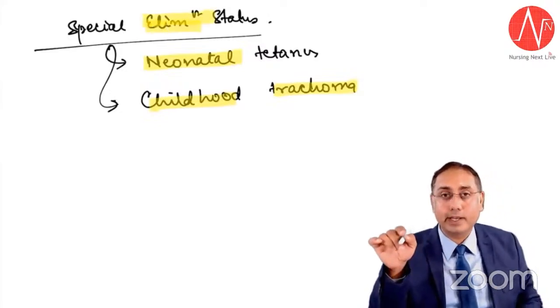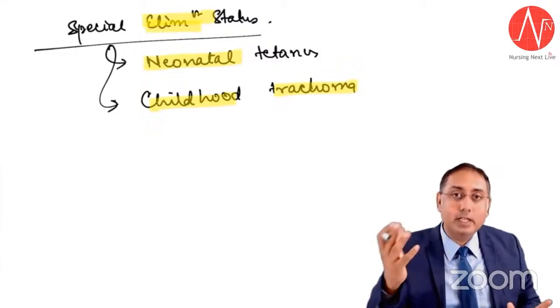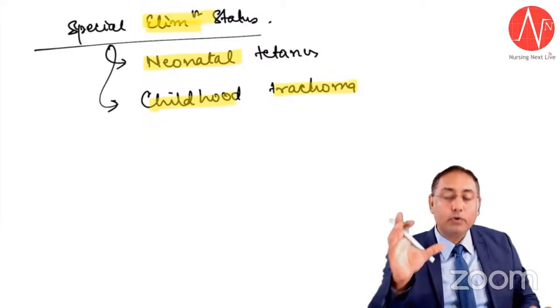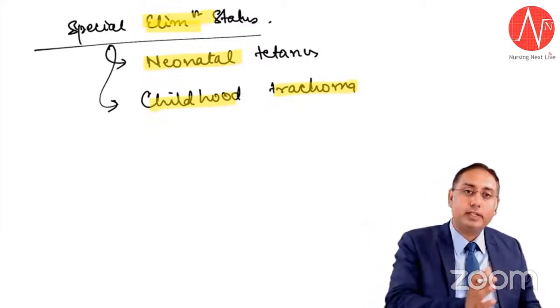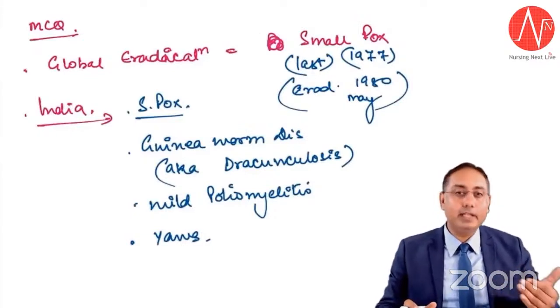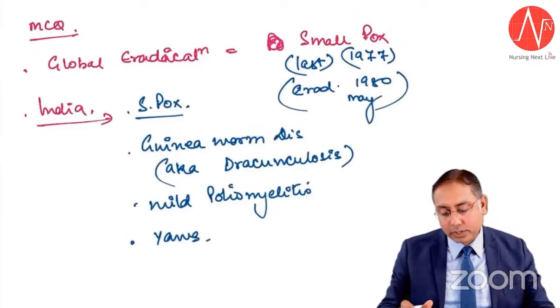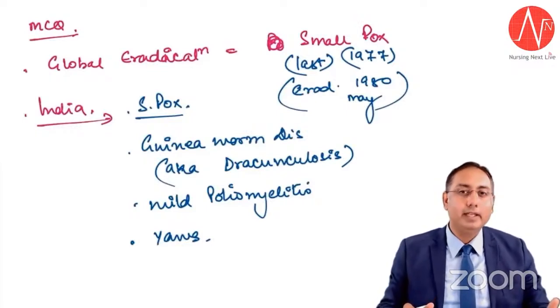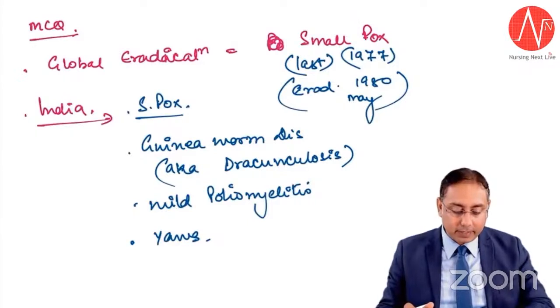It's not about eradication, because the tetanus bacilli, Clostridium tetani, is still there, and childhood trachoma is still there. Trachoma is still there, right? But in the children, there is elimination status. And the diseases which have been eradicated in India are smallpox, guinea worm disease, wild poliomyelitis, and yaws. These have been eradicated in the country, right?